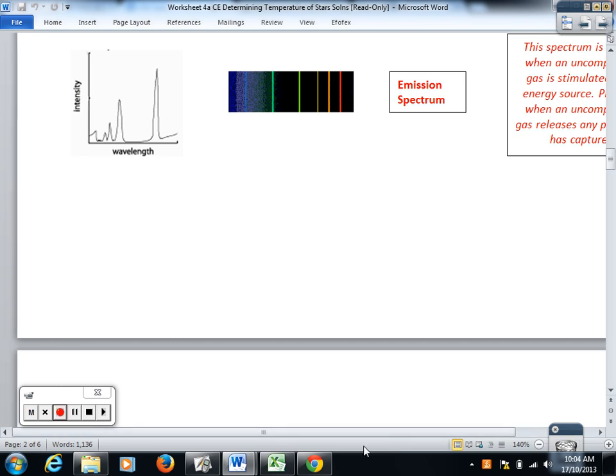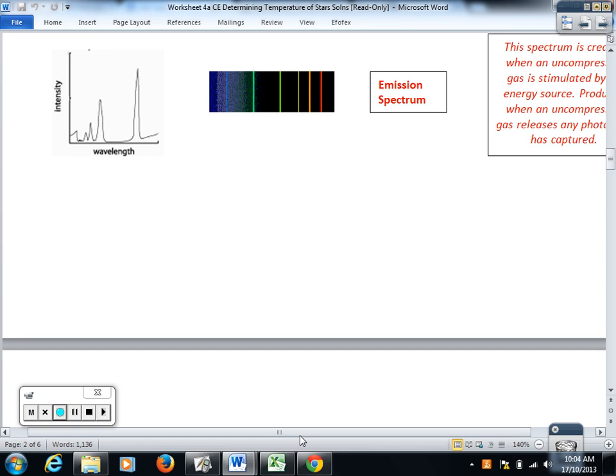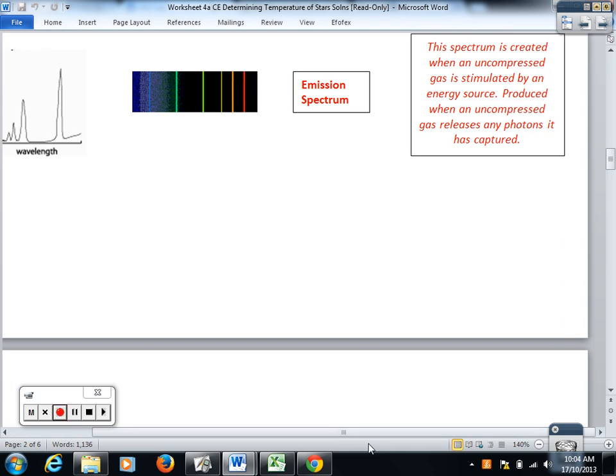And finally, we have the emission spectrum there. Photographically, the bright lines, this is what it looks like. And the spectrum is created when an uncompressed gas is stimulated by an energy source, most likely electricity. This is how lightning is produced. Lightning is produced as an emission spectrum. And it's also produced when the uncompressed gas that absorbed those wavelengths around the star's core release those wavelengths again into the universe.